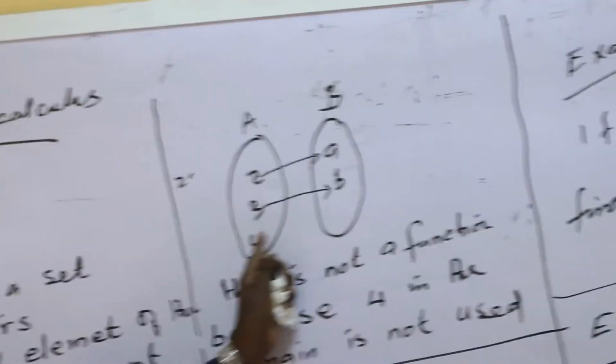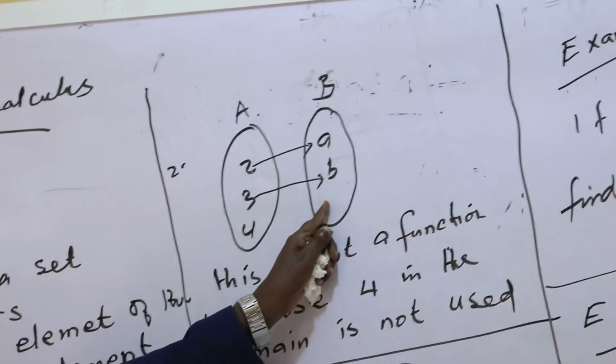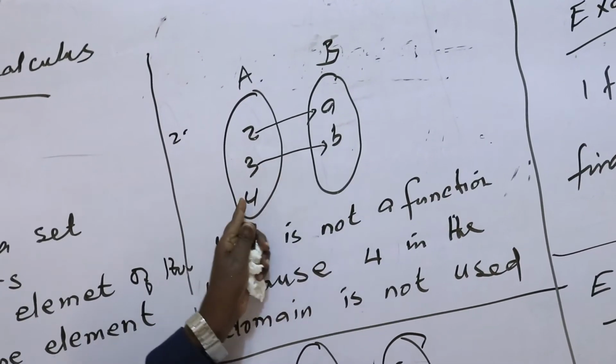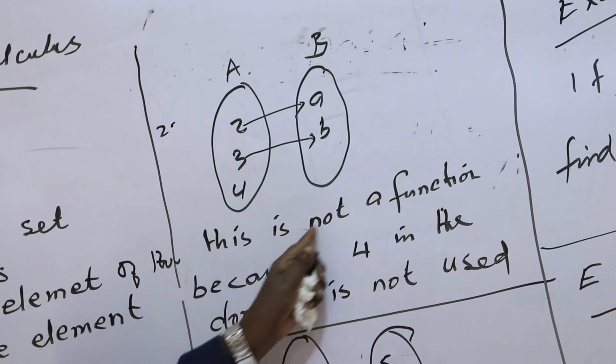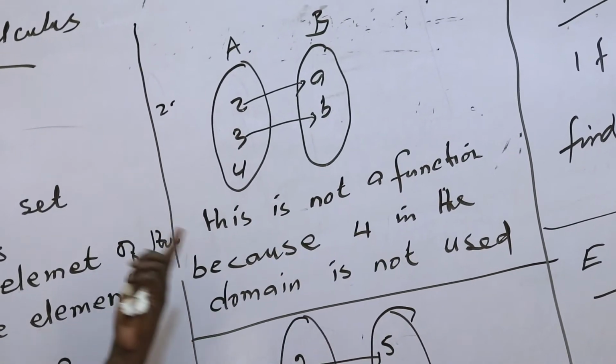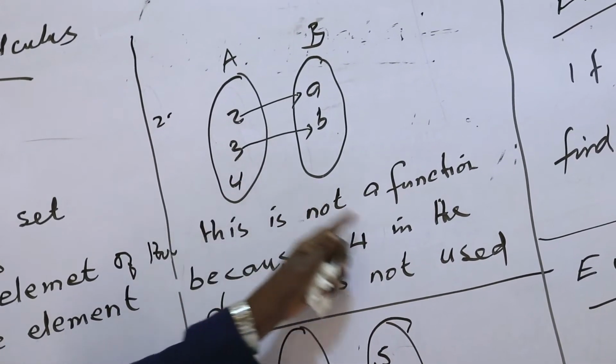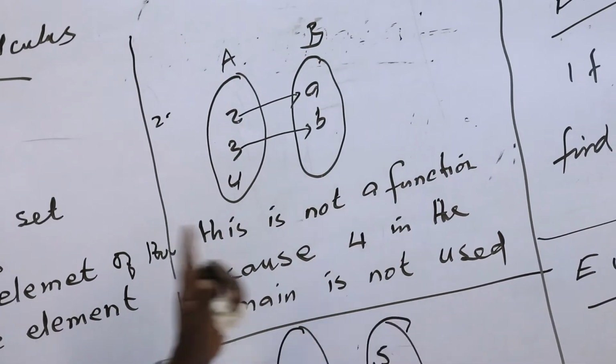And 4 does not take any element of the range. Therefore, it is not a function. This is not a function. Why? Because 4 in the domain is not used.